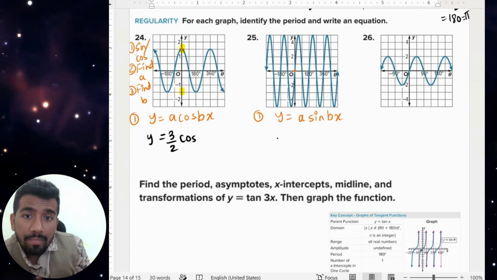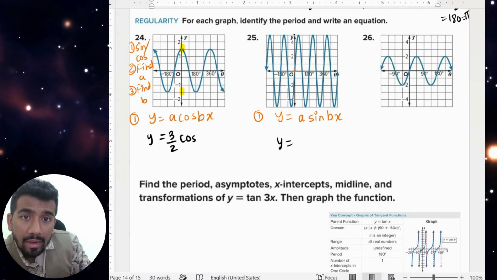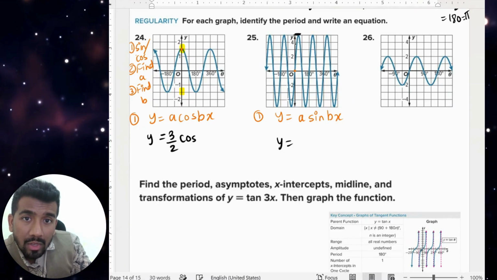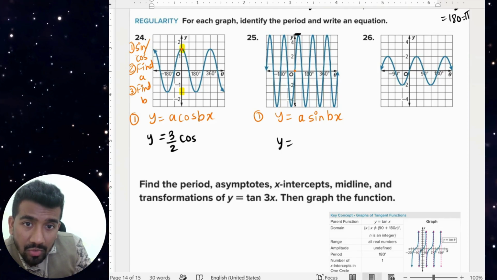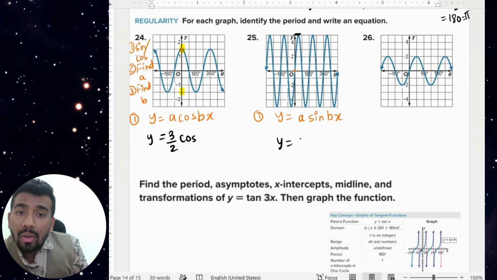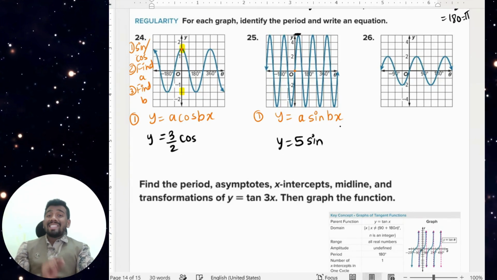What about here? What's the A? Till where is it going up? Till here. Now what's that value? 4 and then 5. Is it going the same down? Yes, minus 4, minus 5. But we take only the positive value, 5. 5 sine.